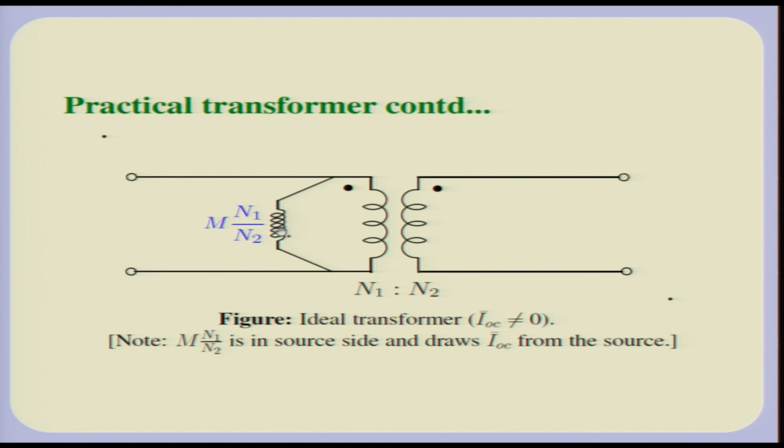Okay. Even if I2 is equal to 0, it just indicates that there is some current still drawn from the primary winding, and that is the magnetizing current. So, in a practical transformer, of course, the open circuited current is compared to the full load current, and full load is what is known as the rating of the transformer.